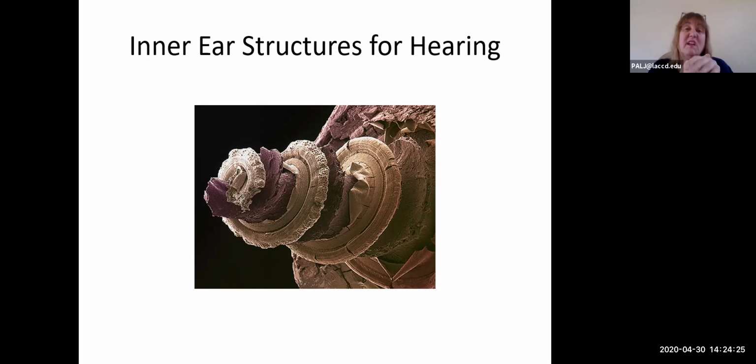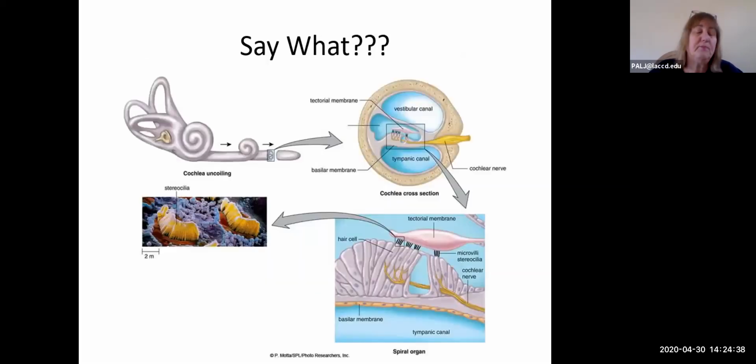So in this part, we're going to talk only about the structures for hearing, because it's very common for students to be a little bit confused. I don't understand how you went from this picture to that picture. So let's go ahead and get started.